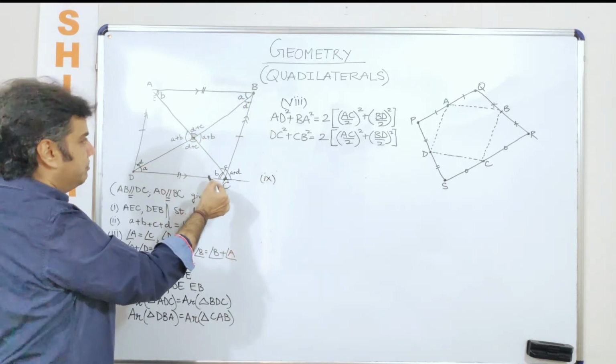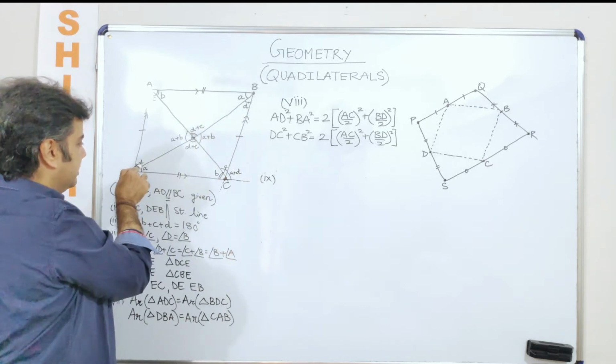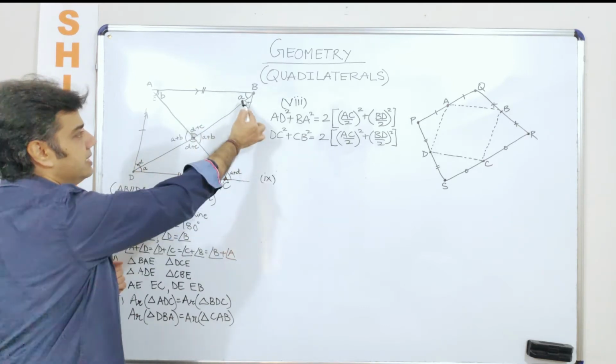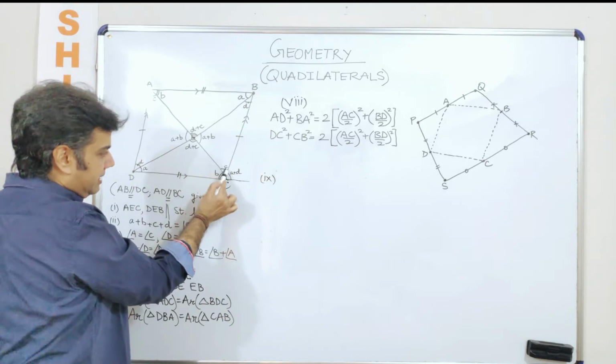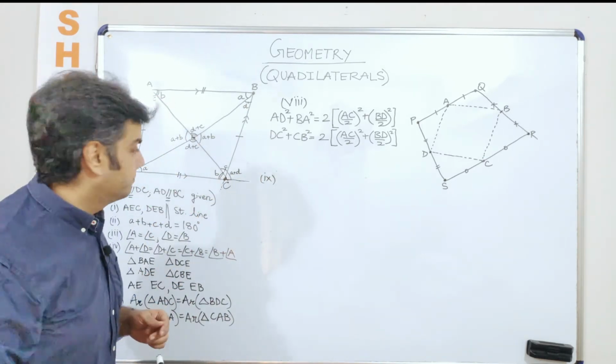If this is angle B, this will be angle B, and thereafter the remaining angles will also be equal. For example, the remaining angle here, if this is D, this also becomes D. If this is C, this also becomes C. This can also be proved.